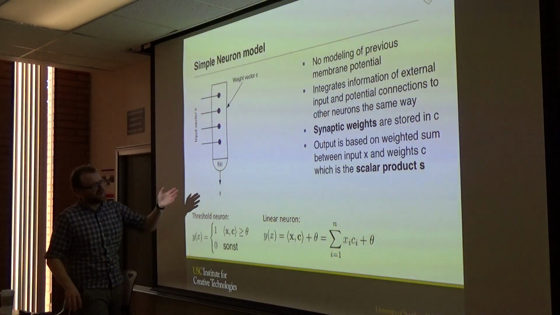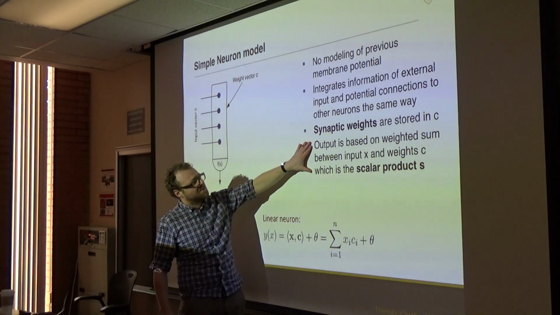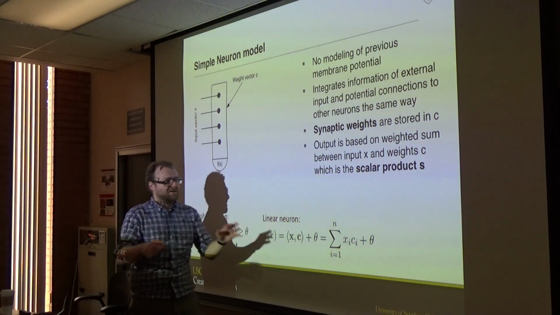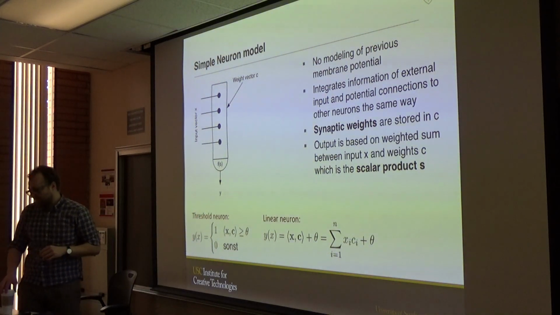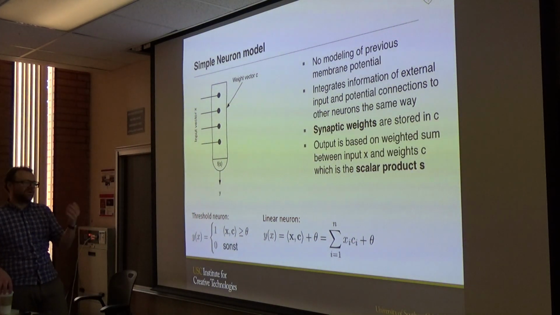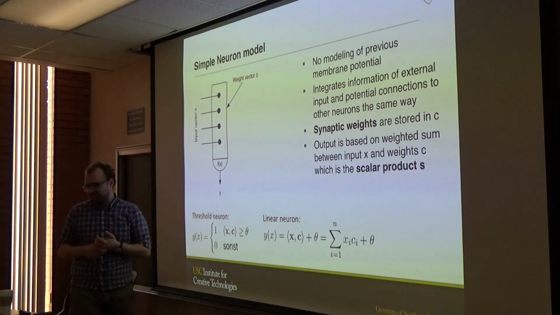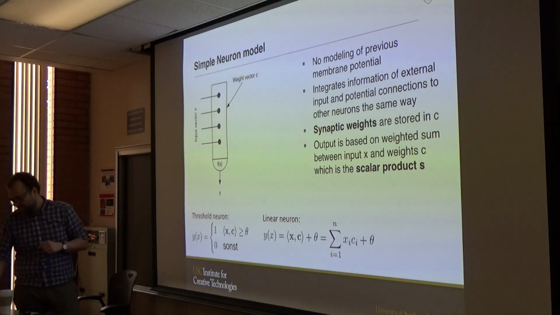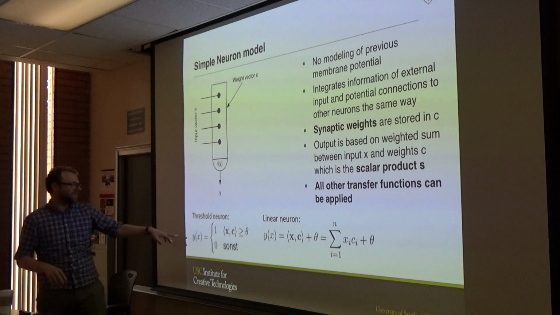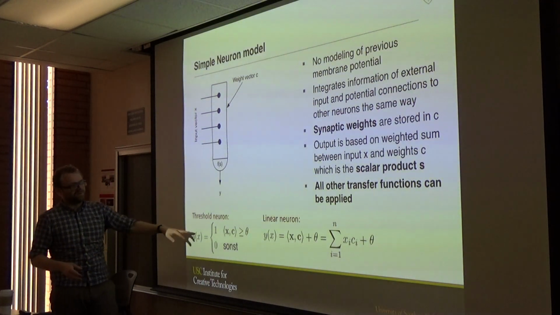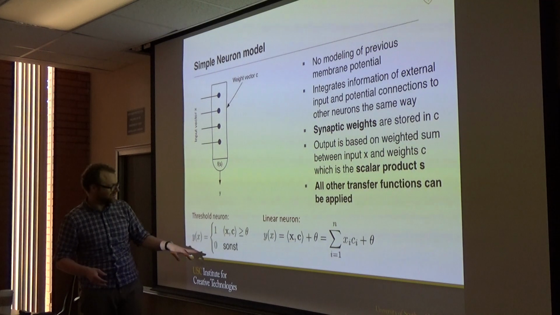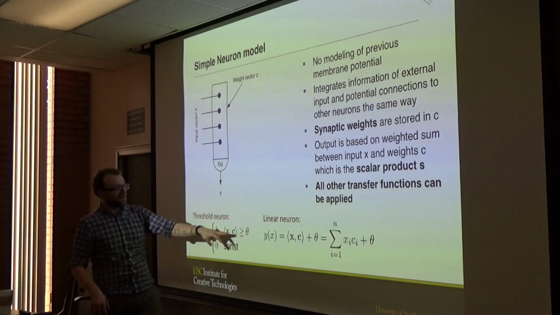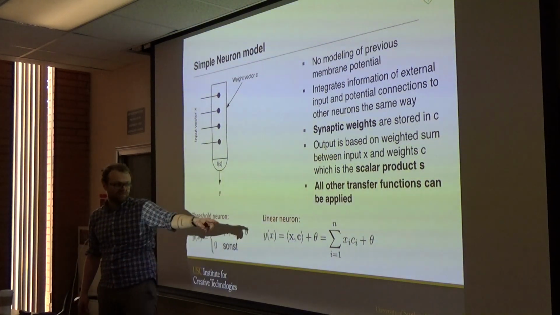And the output is based on a weighted sum between the input and the weights, which is the scalar product. I heard that this is more of a German term. The more common English term is the dot product. So basically you just multiply each value with each other and you sum them together. In this case, this is a threshold neuron, but we can apply any other neural function or transfer function as well. So this would produce 1 or 0. This will produce basically the weighted sum.